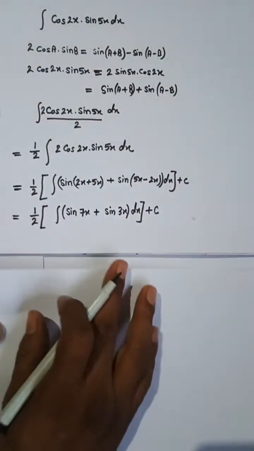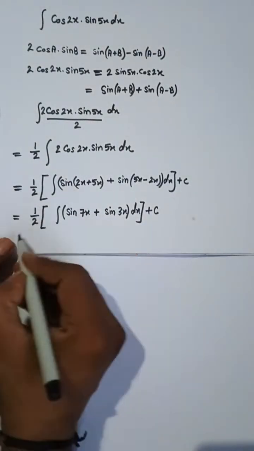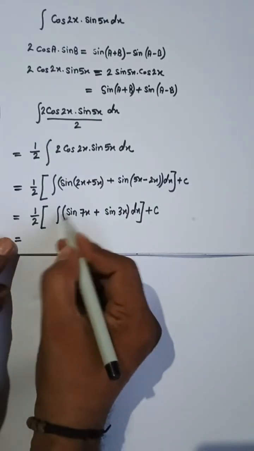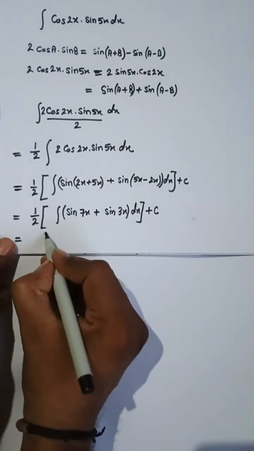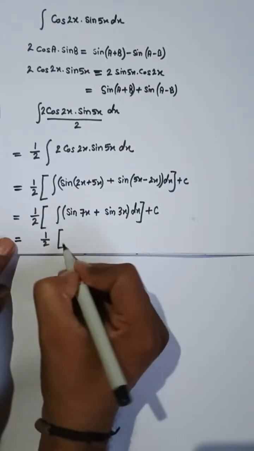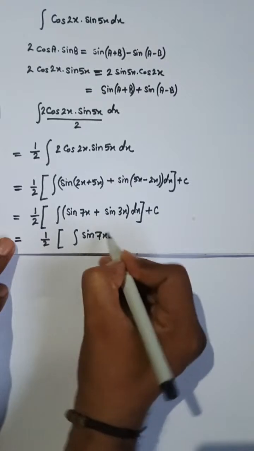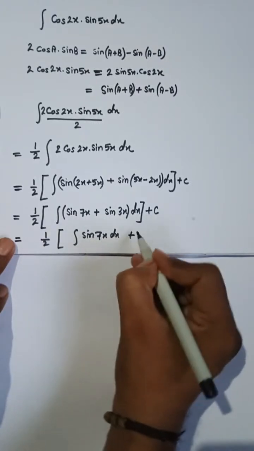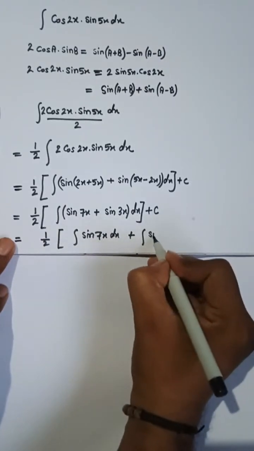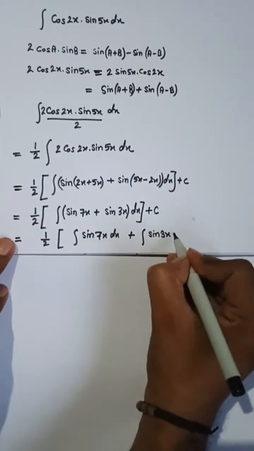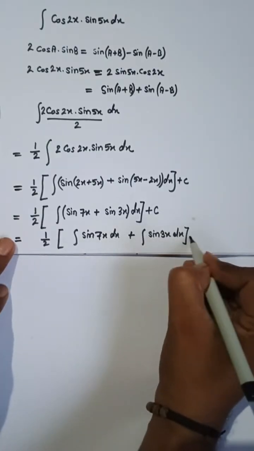This can now be solved easily because everything has been done. Now we only need to separate this one. So let's isolate it: the integration of sine 7x dx, and then plus the integration of sine 3x dx, plus c.